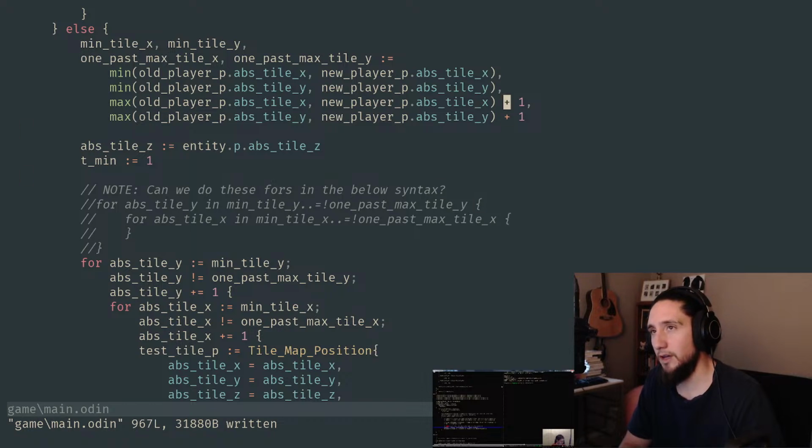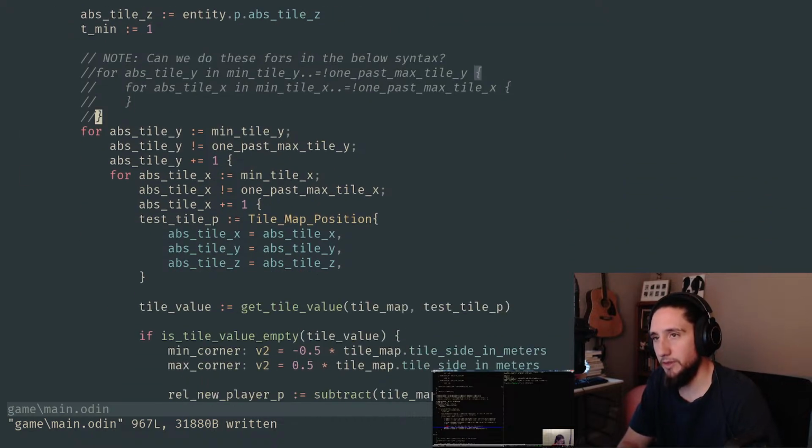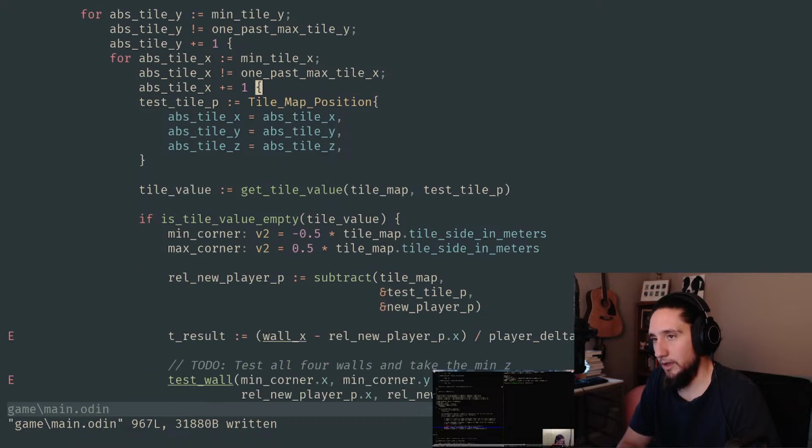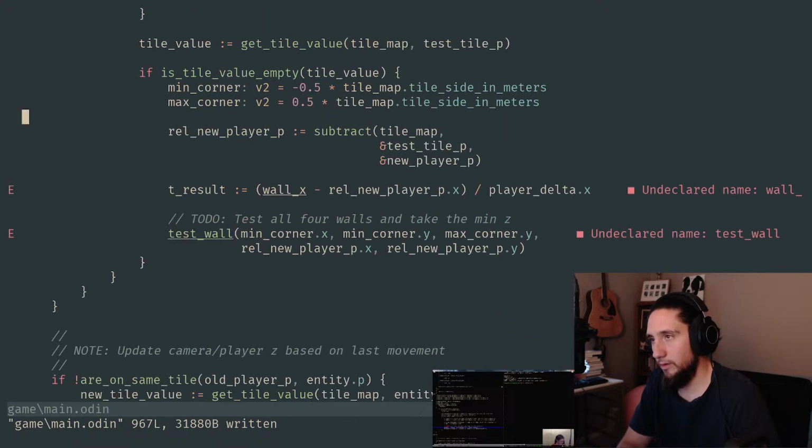So that min tile and one pass max tile stuff looks pretty good. Just making sure that nothing is jumping out at me, like, oh, you just weren't paying attention when you wrote this and you just wrote in the completely wrong thing. But it's looking good to me. This T-min stuff is starting to feel familiar the more I look at it. And so yeah, not a whole lot of difference.